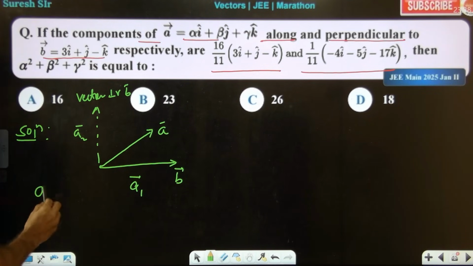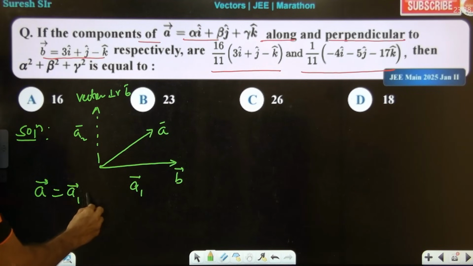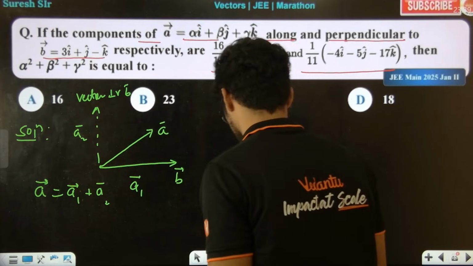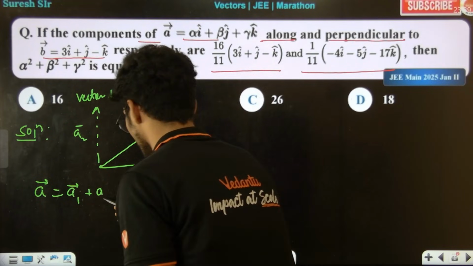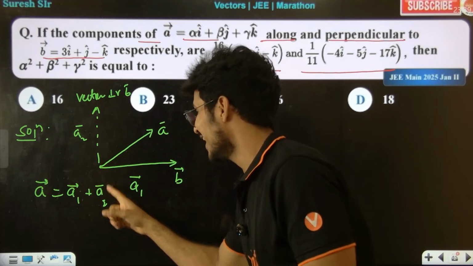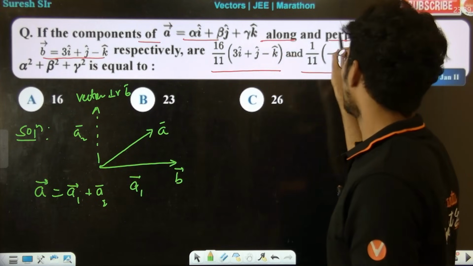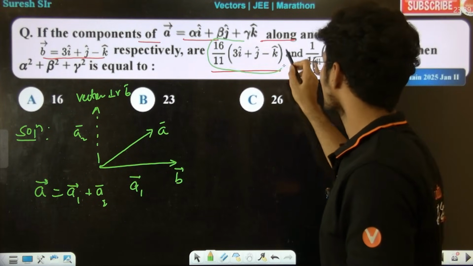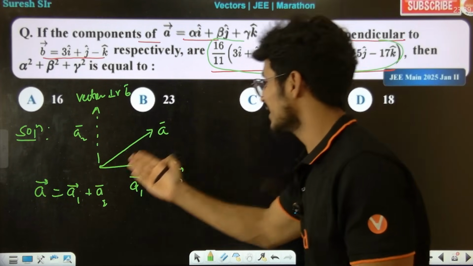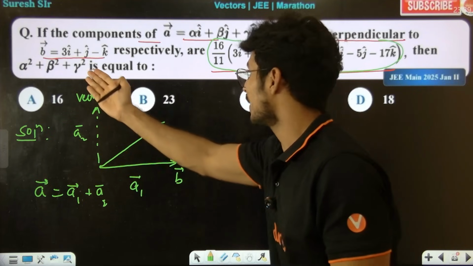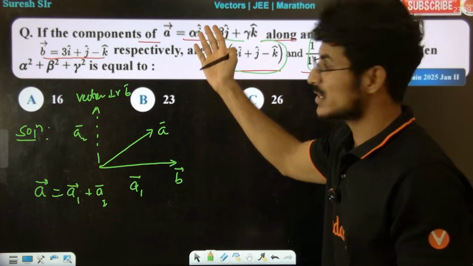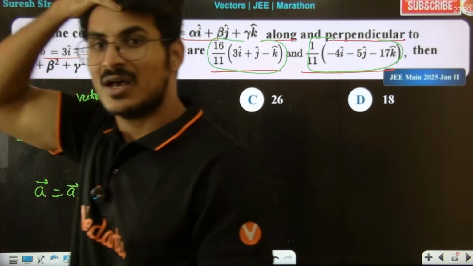So A vector can be written as A1 vector plus A2 vector. This is very important. If you understand the language, that's it. A1 is along, A2 is perpendicular. Along plus perpendicular gives the A vector. Once we have the A vector, we can compare it with the given expression and find out the alpha, beta, gamma values. The answer will come. Understood?